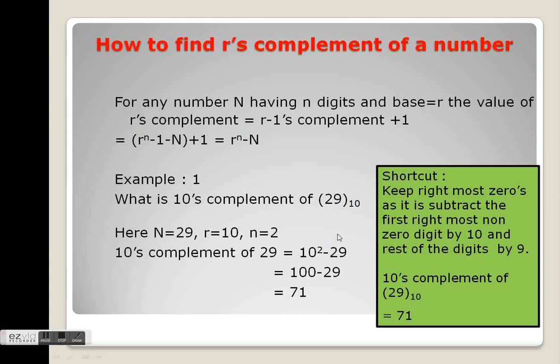Students, let's now understand how to find the r's complement of a number. The r's complement of a number which has n digits and base r is equal to r to the power n minus the number, which is the (r-1)'s complement plus 1, which is further equal to r to the power n minus 1 minus N plus 1, and which finally becomes r to the power n minus N.